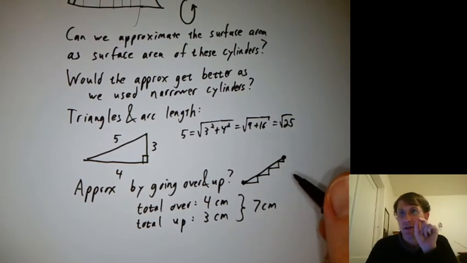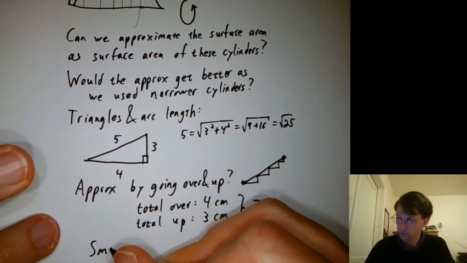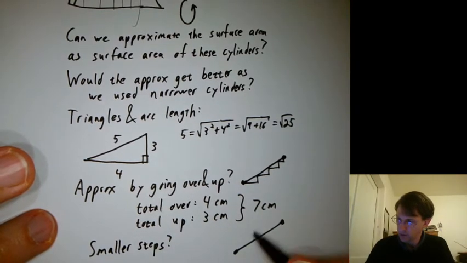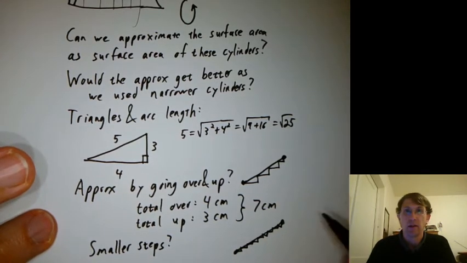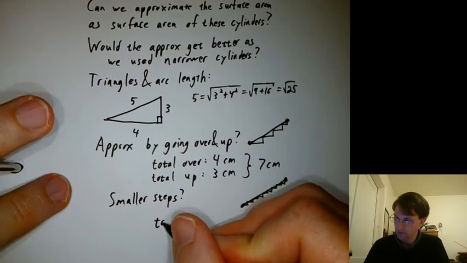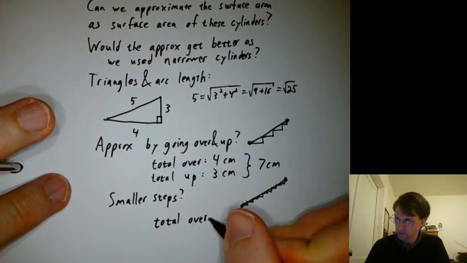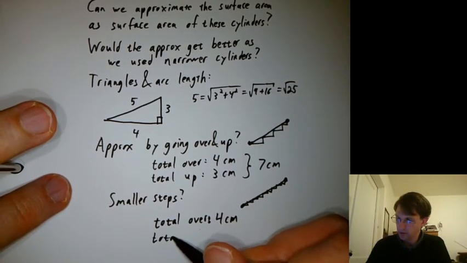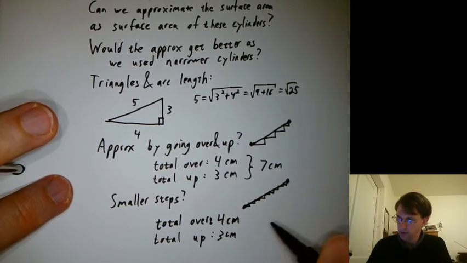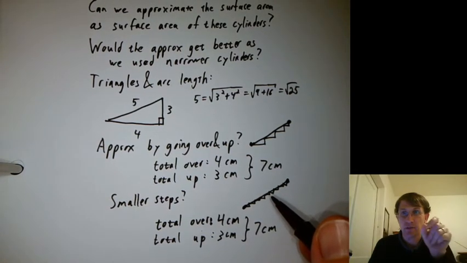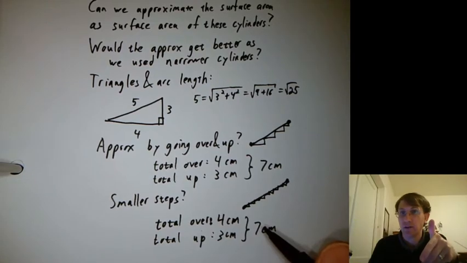What if I did it using smaller steps? So I'll do the same thing, but I'll go over, up, over, up, with many more little steps. That looks like a better approximation. How far over did I go total? Still 4 centimeters, right? And how about total up? Still 3 centimeters. So I did a lot more work, I did a lot more steps, each of them smaller, but my answer did not improve at all.